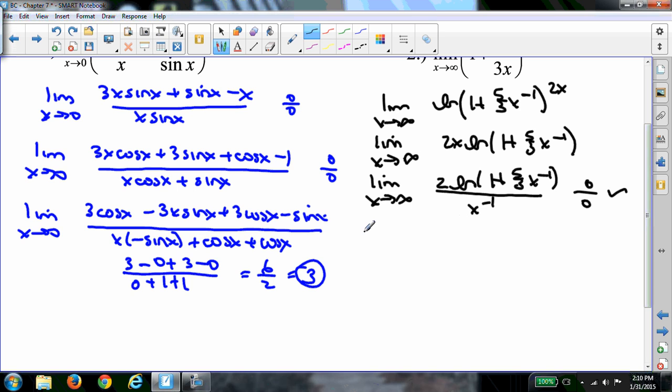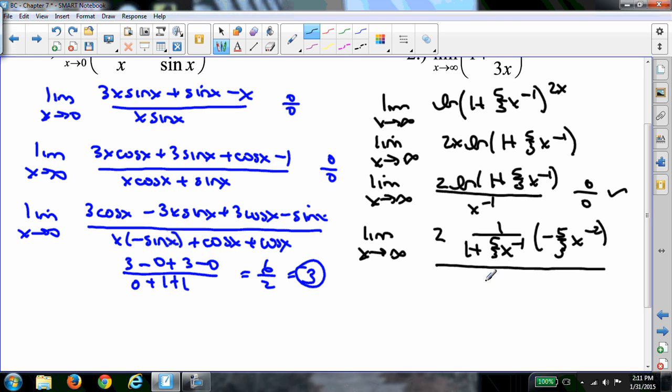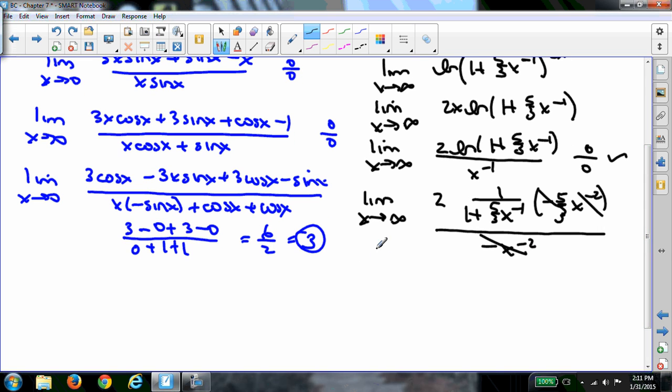Now we're going to use L'Hopital's with this. So the limit as x approaches infinity, 2, derivative of natural log is 1 over 1 plus 5/3 x to the negative 1, times chain rule, so that's times negative 5/3 x to the negative 2, that's a 3, divided by the derivative of the bottom, which would be negative x to the negative 2. So these two terms here cancel. And as x approaches infinity, this goes to 0 right here. And so you end up with 10/3.